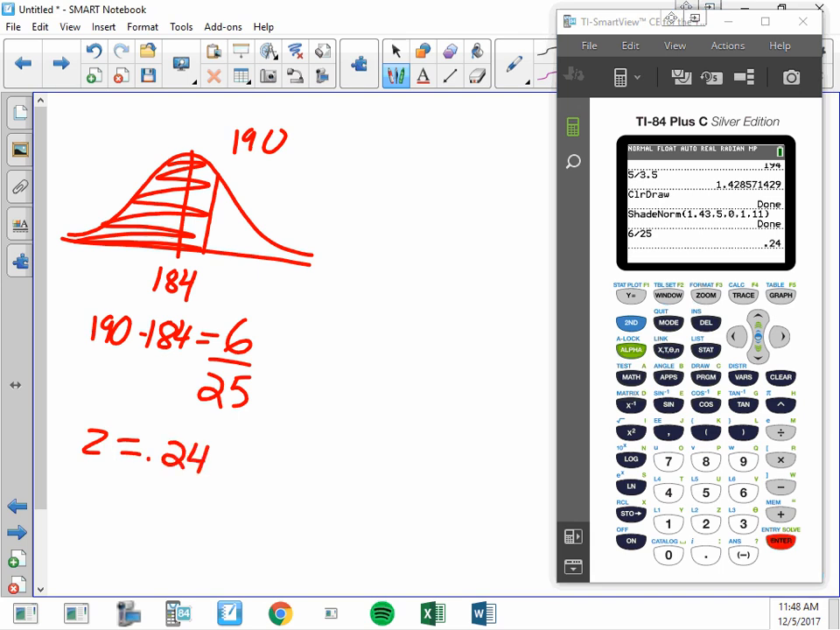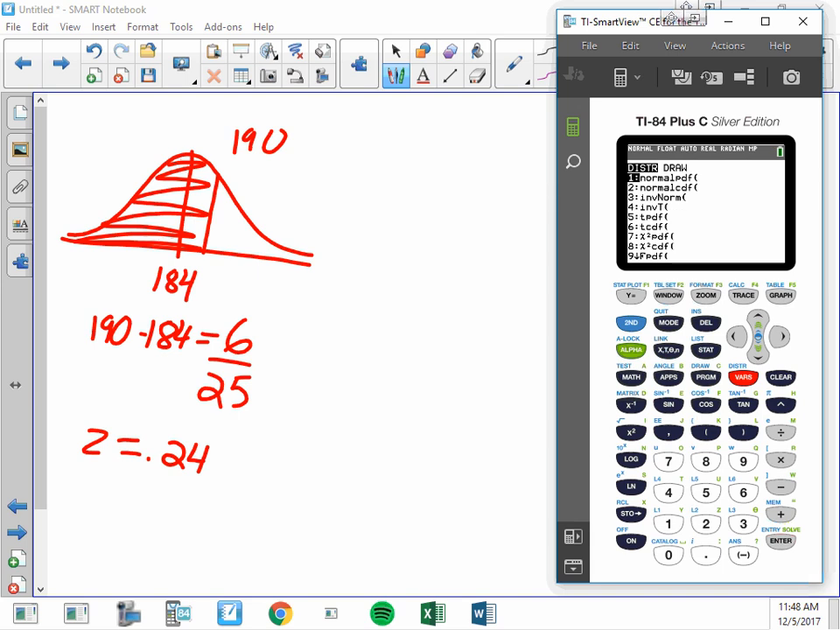Now I shade norm. What do I plug in? I want to go from negative 5, or actually, right? The default is negative 1E99, a very, very big negative number, I guess you could say, to 0.24. What will I expect this to be when I hit enter? It's going to be close to 50%. Just bigger or just smaller than 50? Should be just larger than 50, because we're just to the right of the y-axis a little bit. 59%.